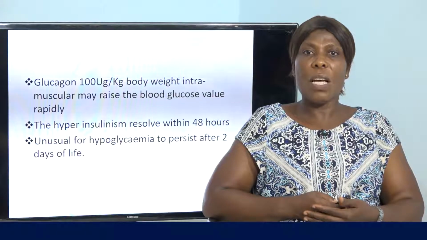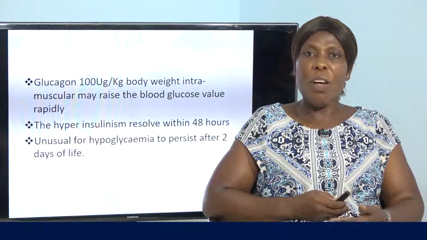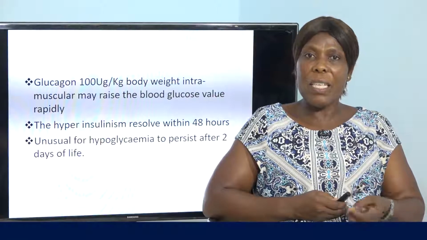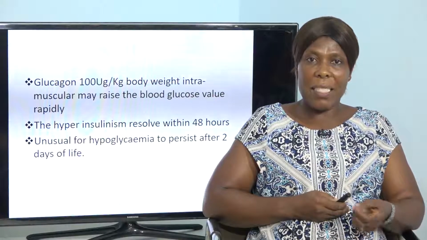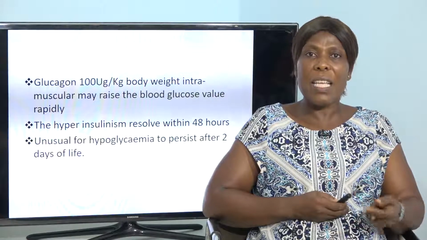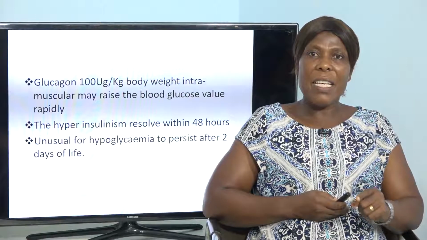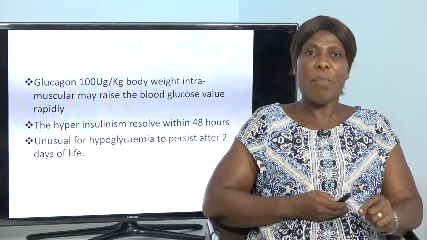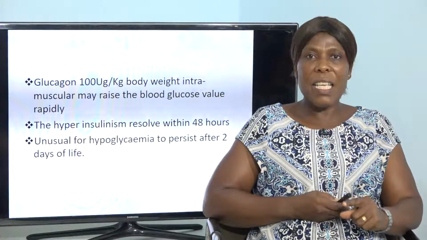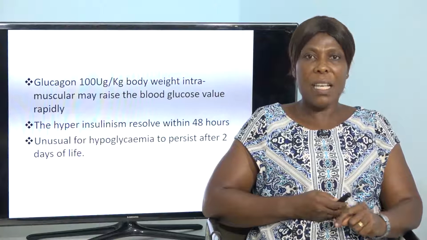Then they also have hyperinsulinemia, and this will resolve in what? 48 hours. Because of the high insulin in the blood in utero, the moment they are being born, we still have this high insulin. So you need to what? Maintain the blood sugar level of the baby. If you are able to maintain the blood sugar level of the baby, this high insulin reduces within 48 hours.